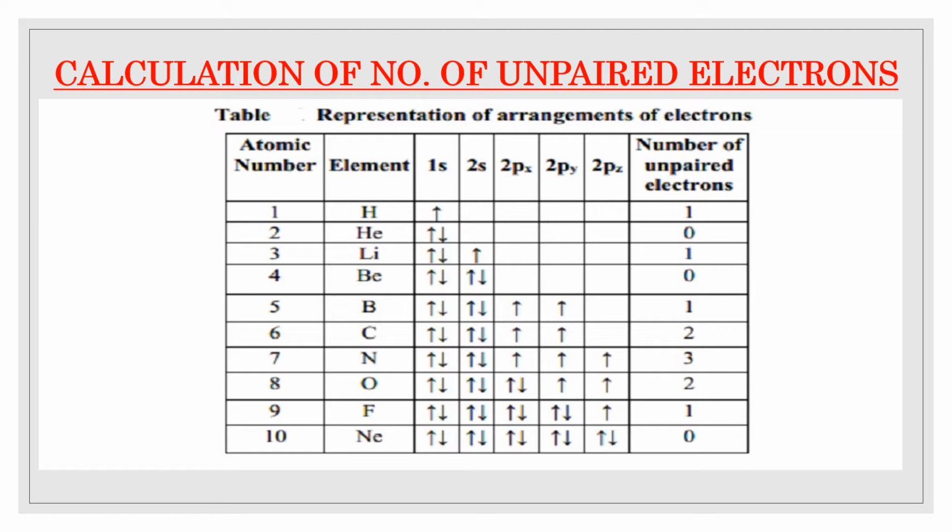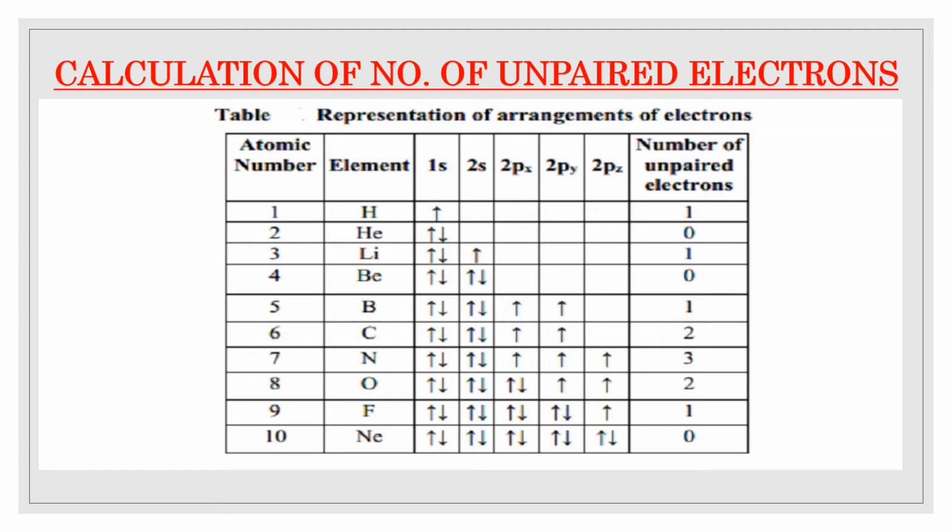Again, coming to helium, it contains 2 electrons. First of all, the 1s orbital will be filled first, because the energies of 1s and 2s are different. 2s has slightly higher energy. So according to Hund's rule, the 2 electrons first go to 1s, and then 1s is already paired up, so there are no unpaired electrons. Similarly, there are many more examples.